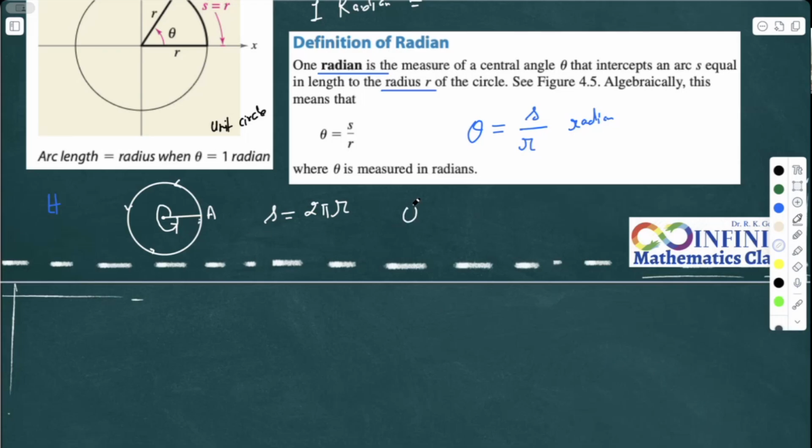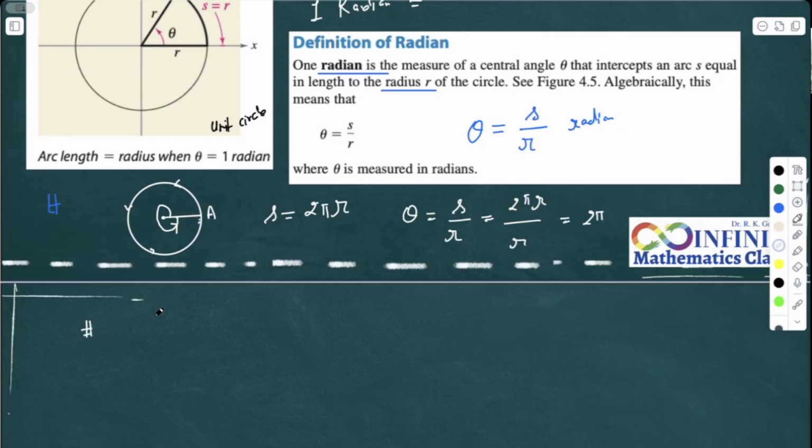The answer is theta is S upon r. What is S there? S is the arc length, 2 pi r. Divide by r there. This is going to be 2 pi. So basically, when you have a complete circle, it will have a central angle equal to 2 pi. Any doubt? No. Okay, perfectly okay.